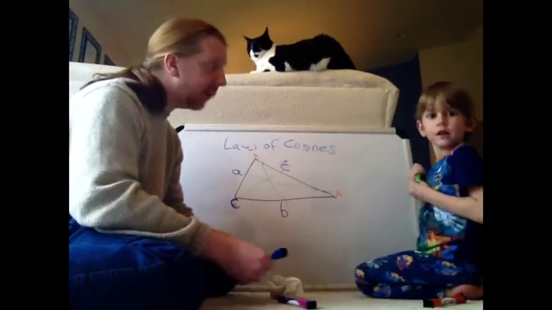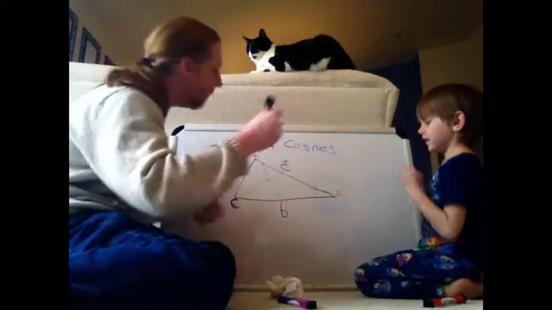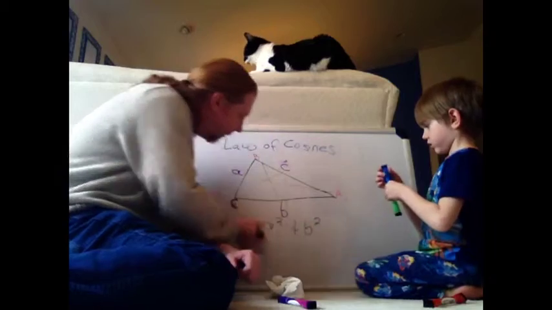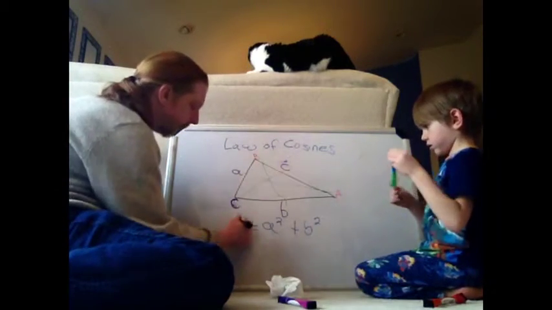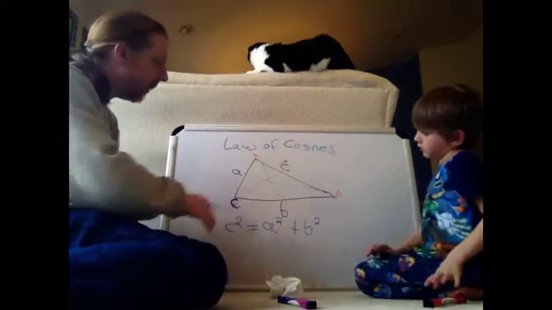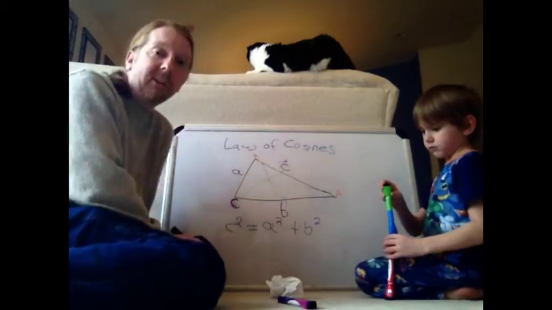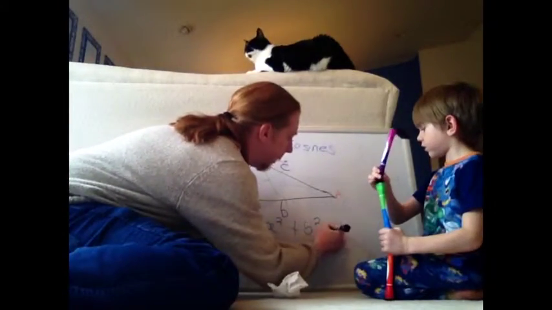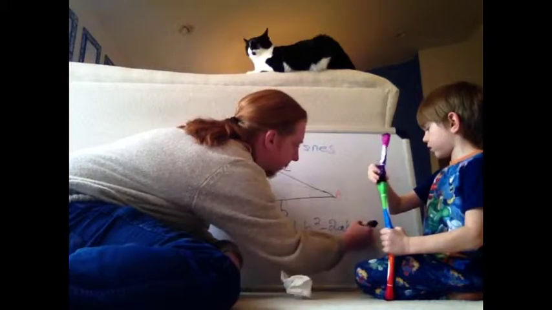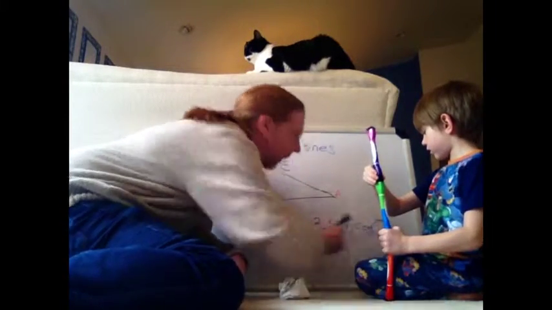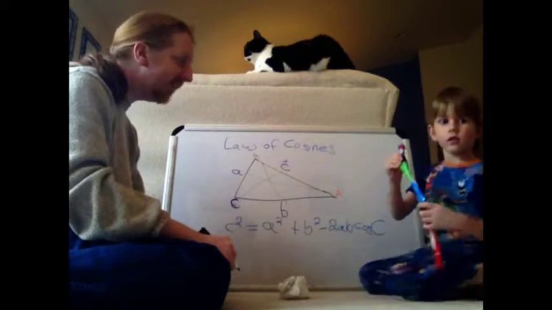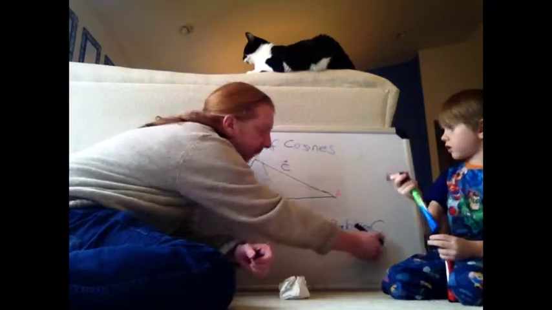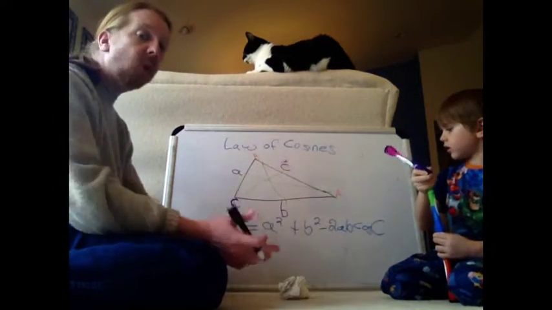Now, do you know the Pythagorean theorem? Do you want to learn it? All right. The Pythagorean theorem says that a squared plus b squared equals c squared. That works for right triangles, but only right triangles, right? So if I change it and I write minus 2ab cosine C, yeah, back up, Xander, so they can see it. Yeah, 2ab cosine C. That works for all triangles now.